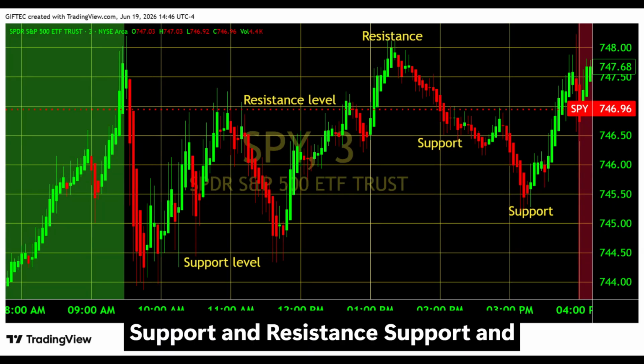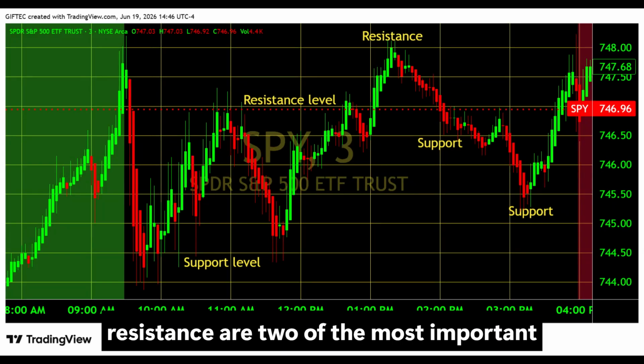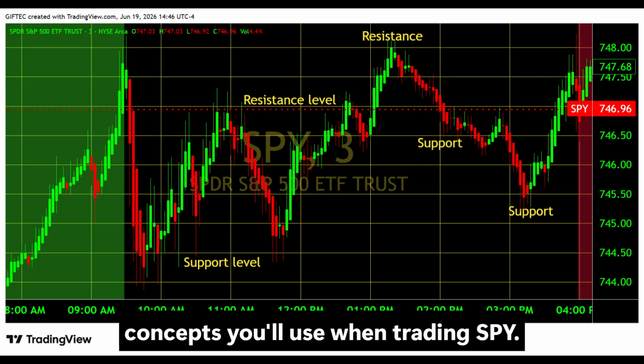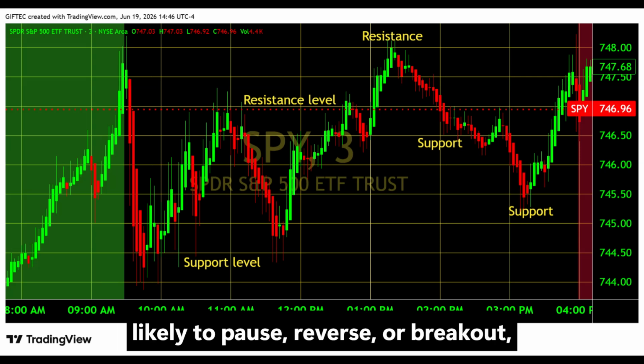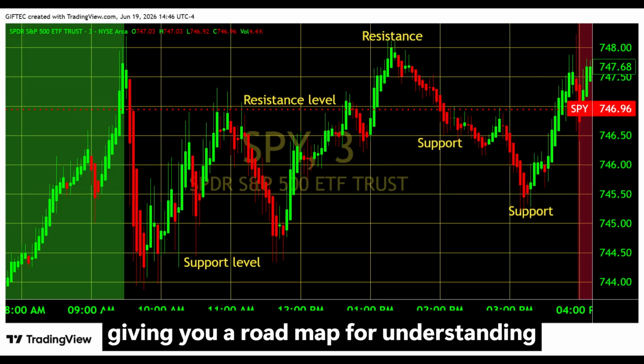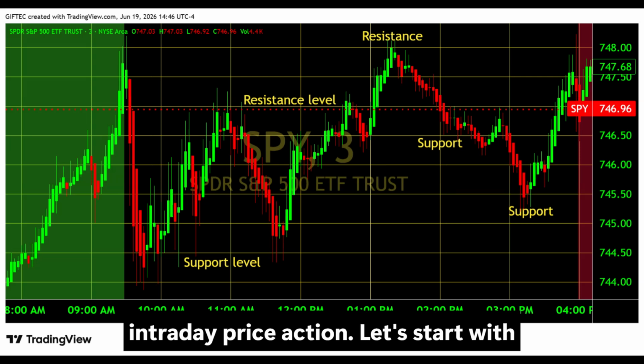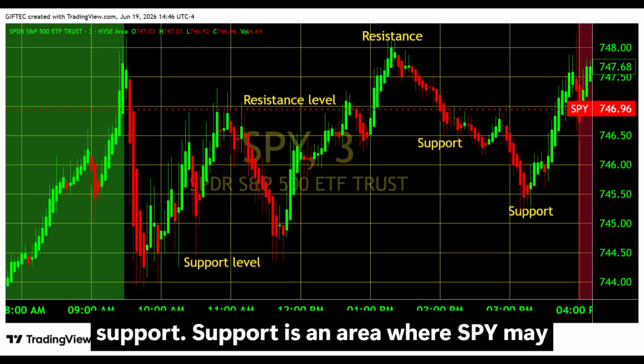Support and resistance. Support and resistance are two of the most important concepts you'll use when trading SPY. They help you identify where price is likely to pause, reverse, or break out, giving you a roadmap for understanding intraday price action.